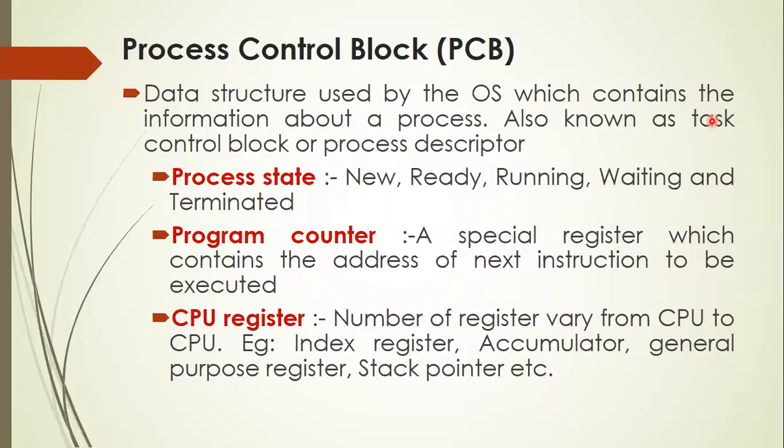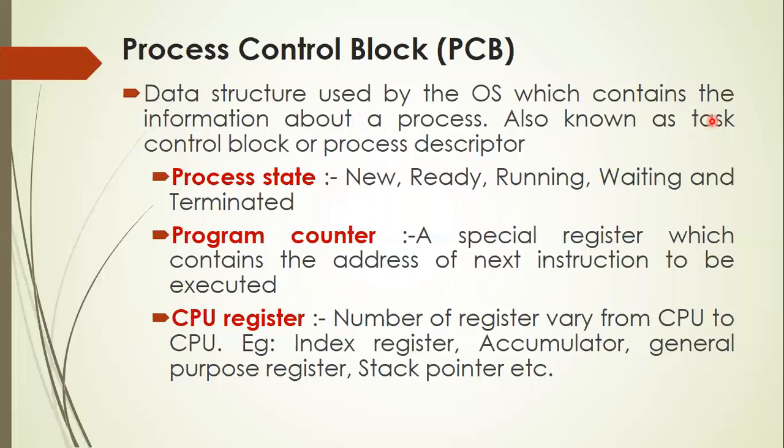It's nothing but a structure. In C language, we call that a structure. So a process control block is nothing but a data structure used by the operating system, which contains the information about a process. Complete details about the process are available in the process control block. It's also known as task control block or process descriptor, because this complete description about the process is available in the process control block.